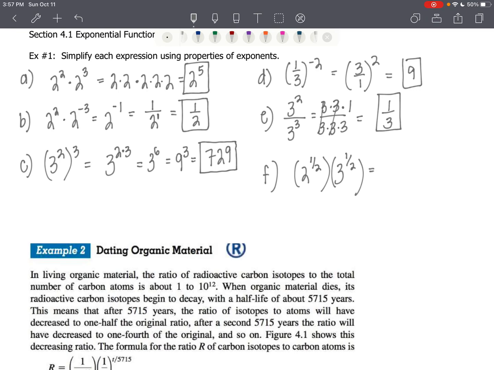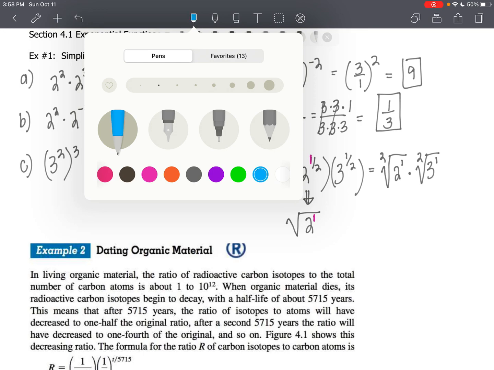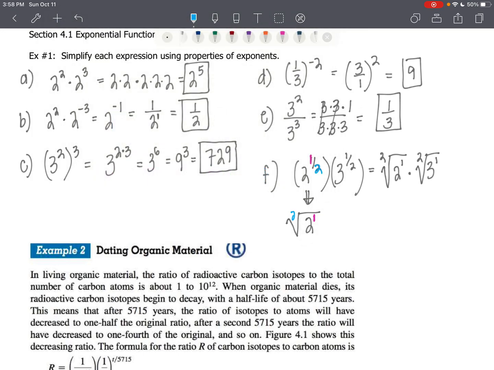This one's a little tricky. These two have the same index, so I can rewrite this as the square root of 2 to the 1st times the square root of 3 to the 1st. So I'm going to take those rational exponents and I'm going to rewrite as a radical. So the base is the radicand, and then the 1/2 power, pay very close attention here. Here's your 1. 1 goes right here, and then the denominator is the index. So that's how I got the square root of 2 times the square root of 3.